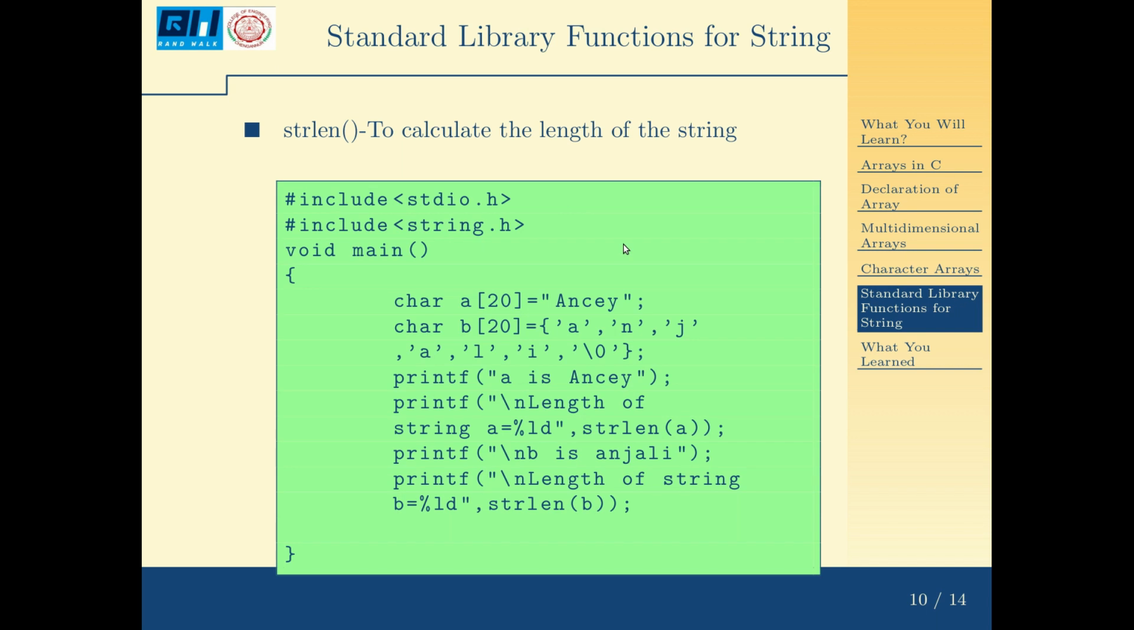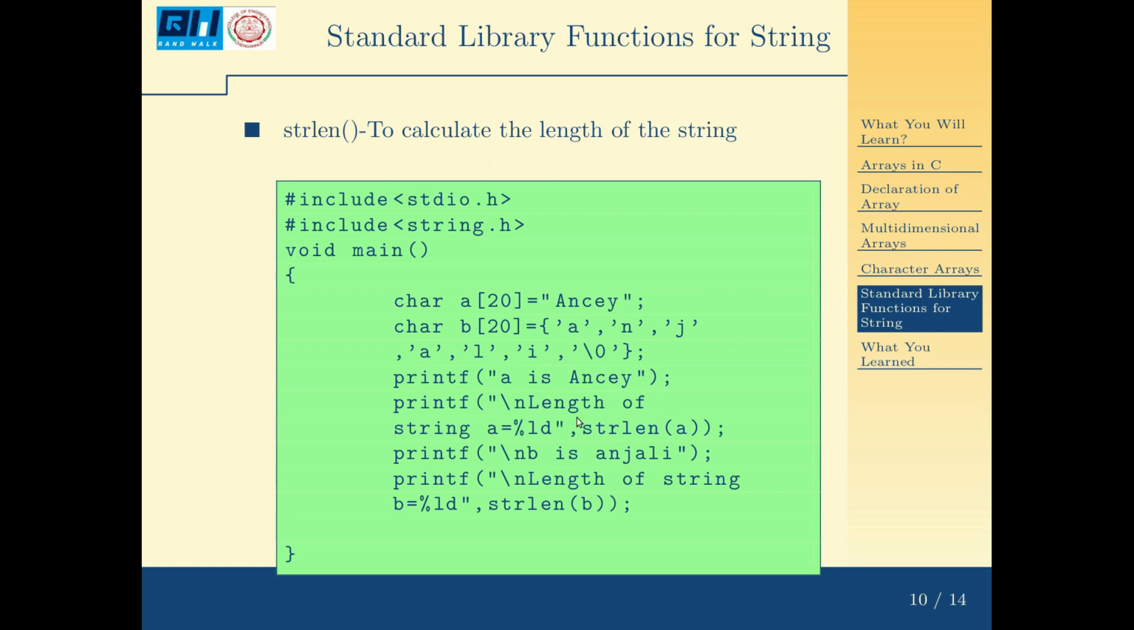Then there are standard library functions for strings. They are included in the string.h header file. So in addition to stdio.h, I have to include string.h also. Here in this code, after including string.h, I open a main function that returns nothing, void. Within braces I write char a[20] as ANSI and char b[20] as Ajal, separated that way. Then the printf function.